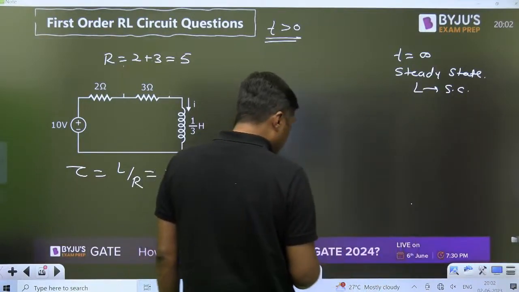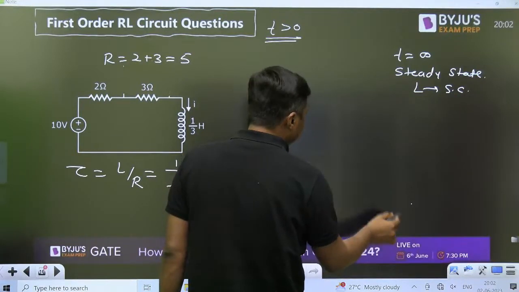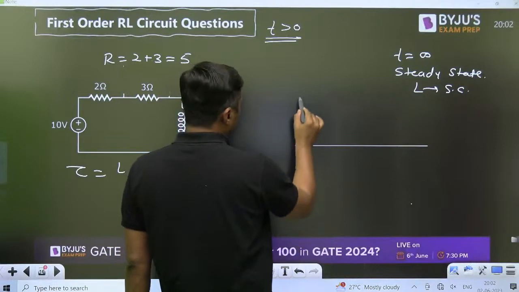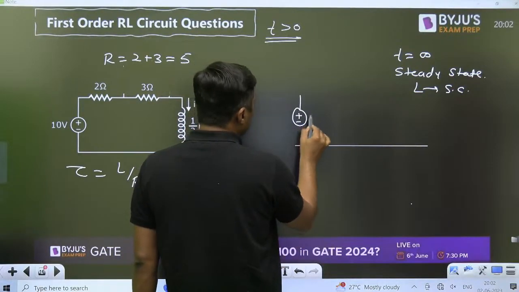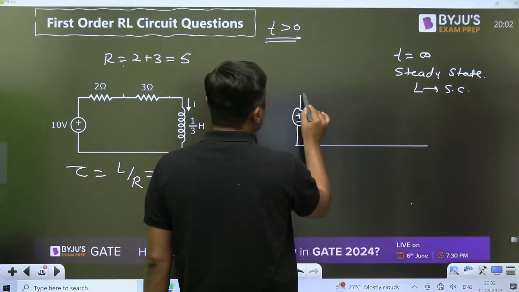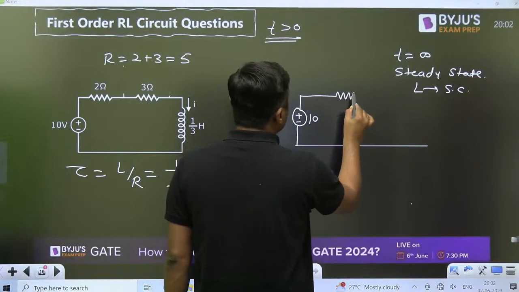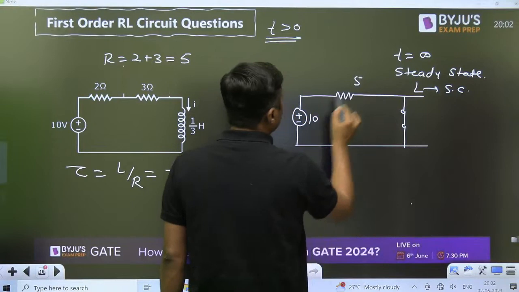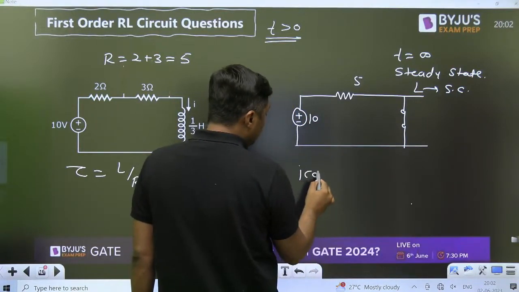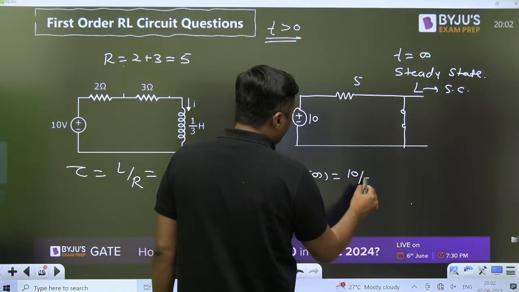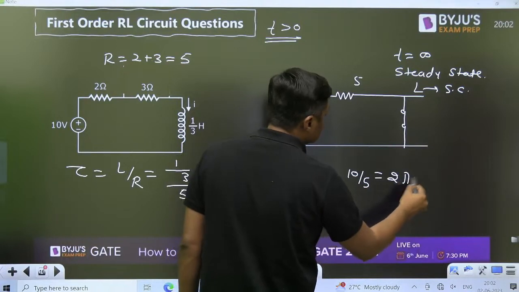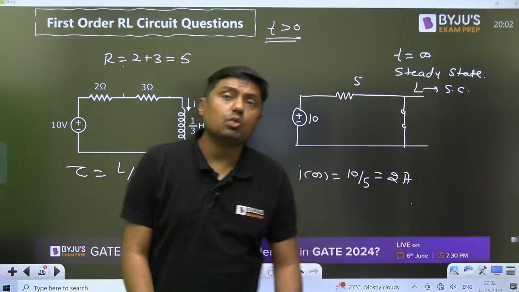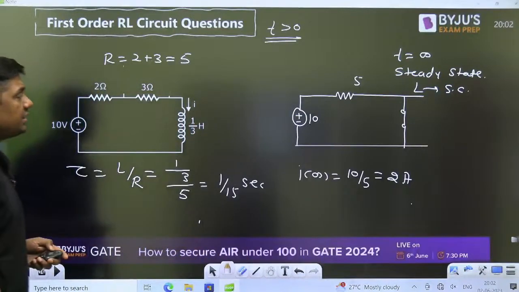If the inductor acts as a short circuit, then this is plus minus 10. This is 5 ohm. The inductor acts as a short circuit. What is the final current? 10 divided by 5, that is 2 ampere. So final current is 2 ampere and initial current is what? 5 ampere. So what will be the equation then?